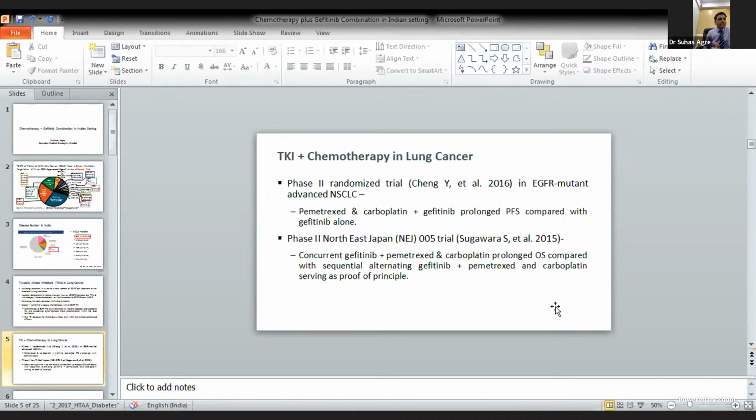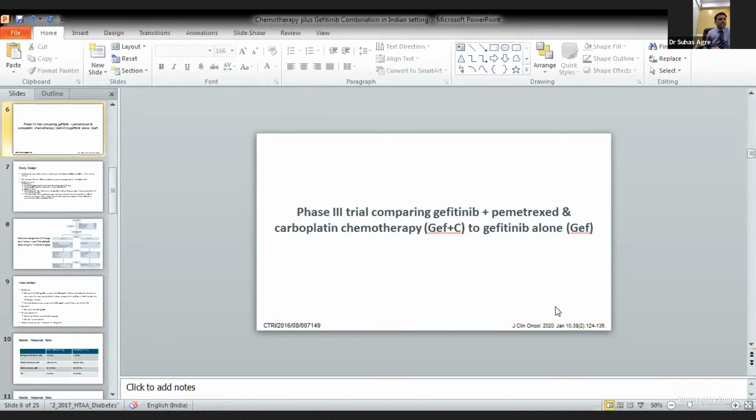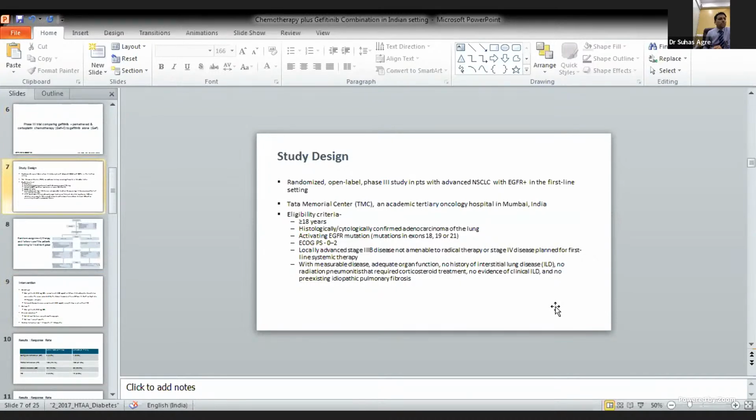We have seen that it can prolong the PFS as well as the OS. Now coming toward the main phase 3 study, which would compare the gefitinib and chemotherapy combination versus gefitinib alone, which was designed and published from the TMH basically.